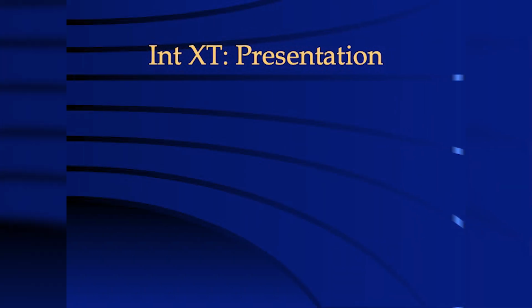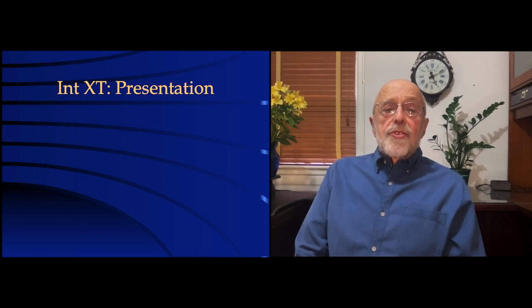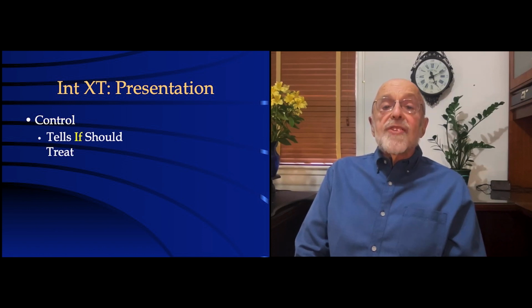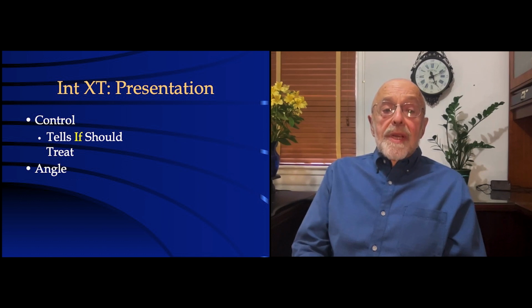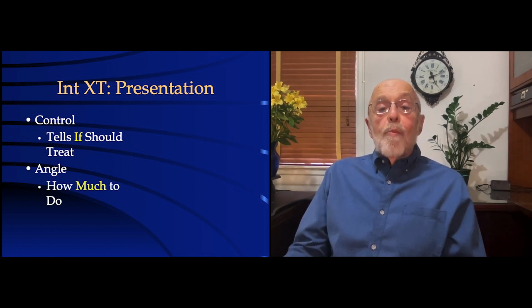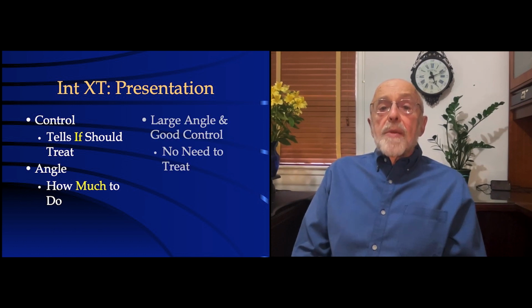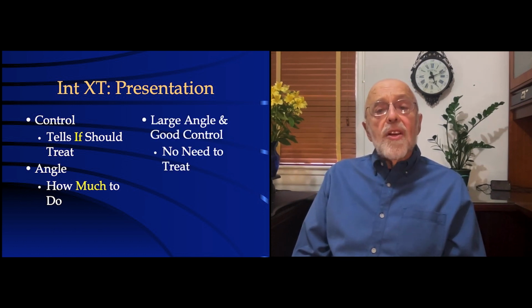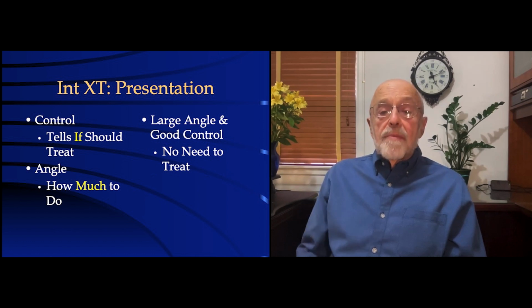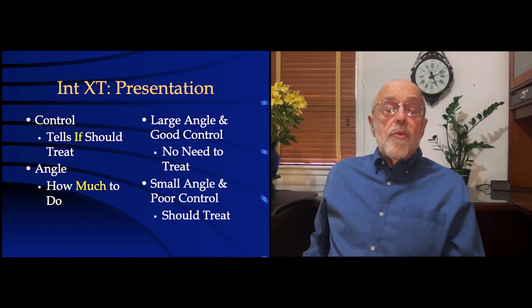Let's talk a little bit about the entity of intermittent exotropia before we talk about the classification of it. When a patient presents, you need to determine 2 different things. How good is their control, as seen on your left? And the control tells if you should treat the patient. Good control, you don't have to treat. Poor control, treat. The angle determines, once you've decided you need to treat, how much or what kind of treatment the patient needs. Because you see, some patients may have a large angle with good control, and you don't need to treat them. Some have a small angle and poor control, and they may be symptomatic and may need treatment.